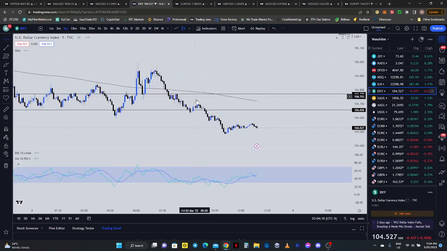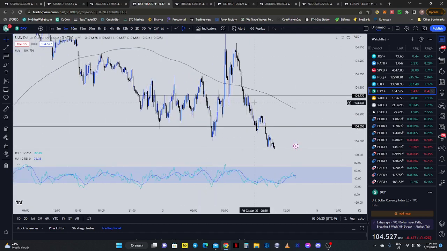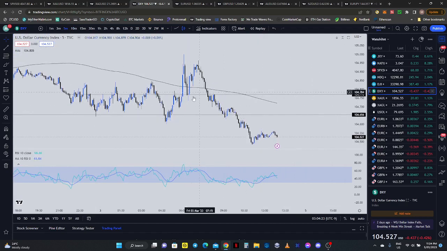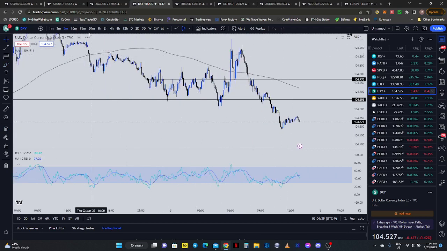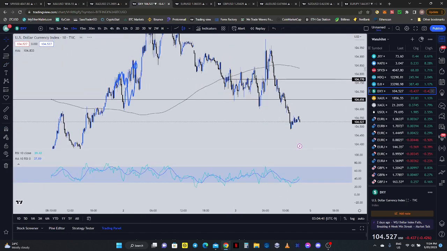If you were in a long, let's say you took a long on the retest, or you took a long down here, your signal to exit was this bearish retest here. All right, so that was your signal to exit. Now, what could we have coming? Well, does it mean it's over? No, it doesn't mean it's over.